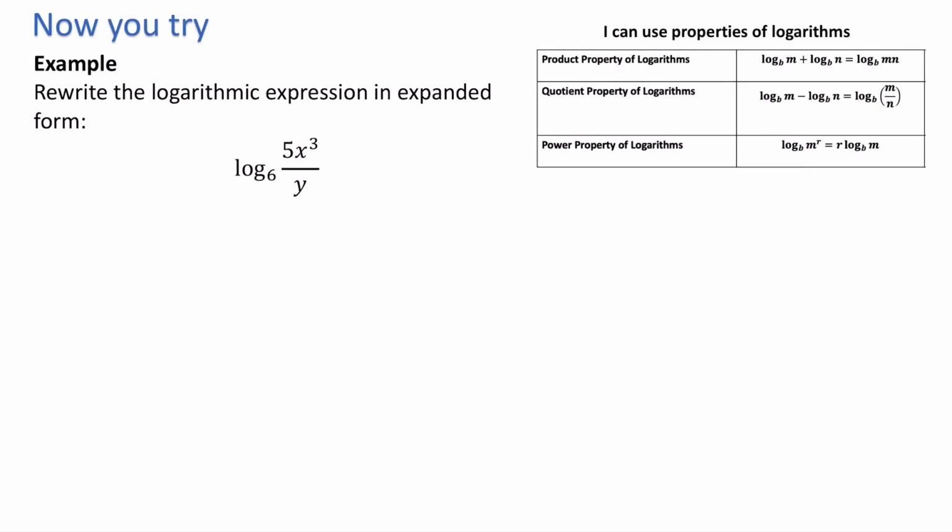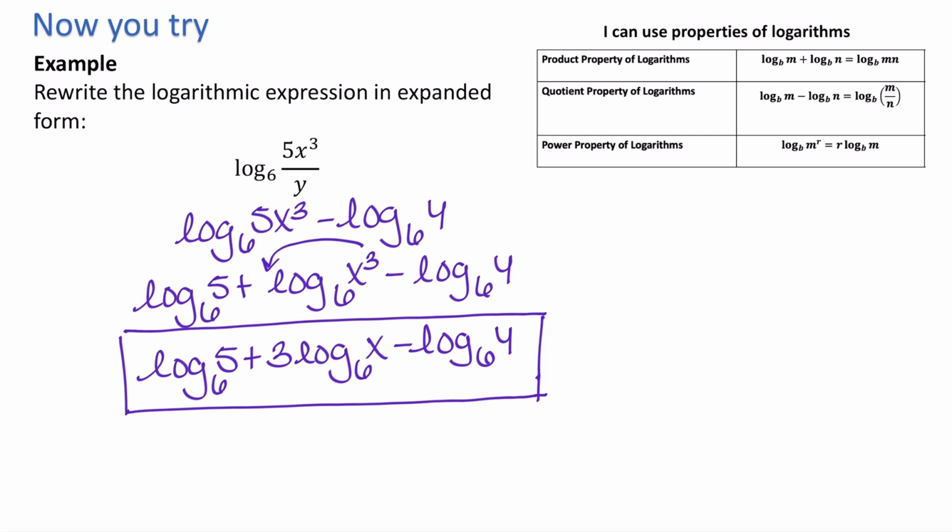Now you could try pausing the video and rewriting this logarithmic expression in expanded form on your own. When you expand this, first we're going to use the quotient property. So you have the log base 6 of 5x cubed minus the log base 6 of y. We're going to expand out the two terms in this first product. So we have the log base 6 of 5 plus the log base 6 of x cubed. Then we're going to bring the 3 down in front using the power property, and we have the log base 6 of 5 plus 3 times the log base 6 of x, and then don't forget that log base 6 of y we have hanging out at the end.